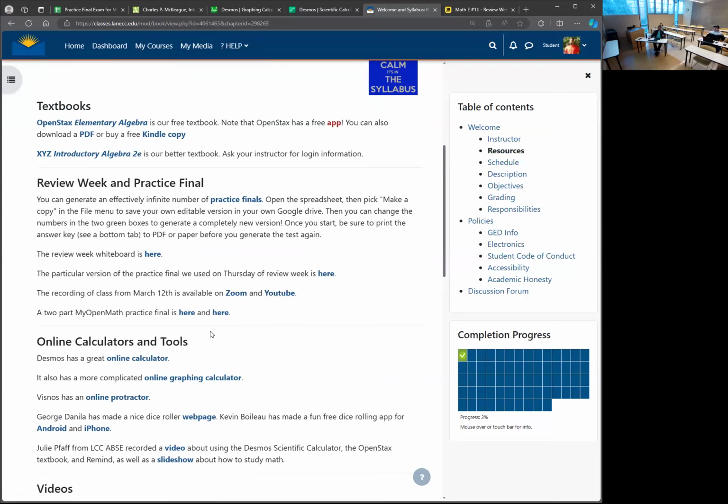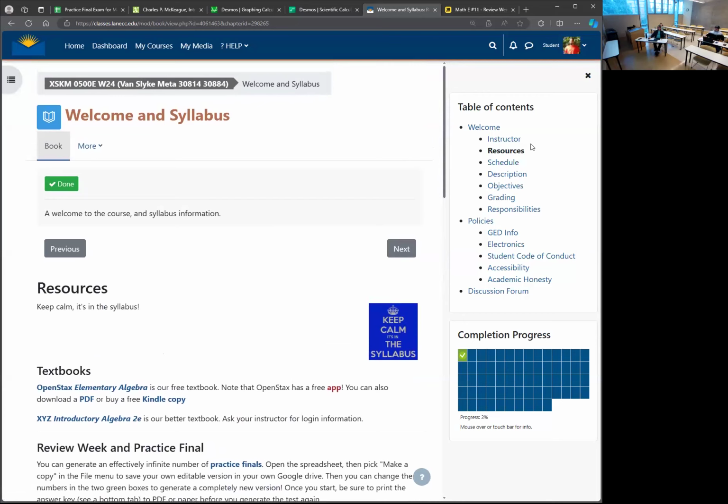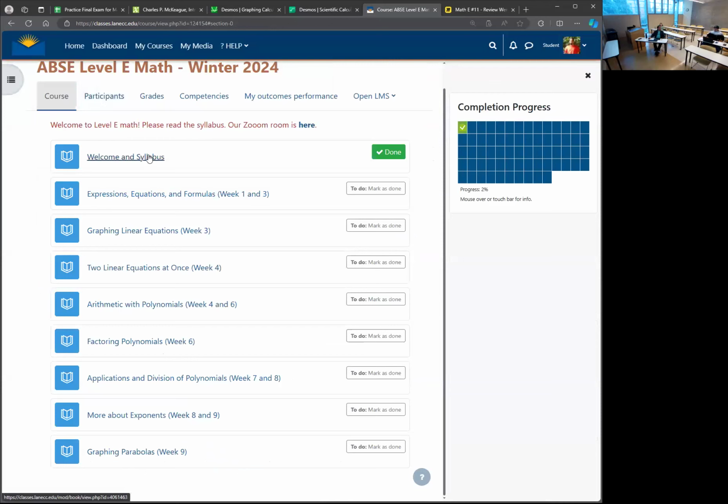And if you are taking the final in Zoom, I've now put the MyOpenMath practice final, which might look, or might not, I have no idea, closer to your online final. So all of that good final stuff is again in the resources part on the side of the welcome and syllabus part, so that I get you to look at your resources. I'm gonna pause the recording.